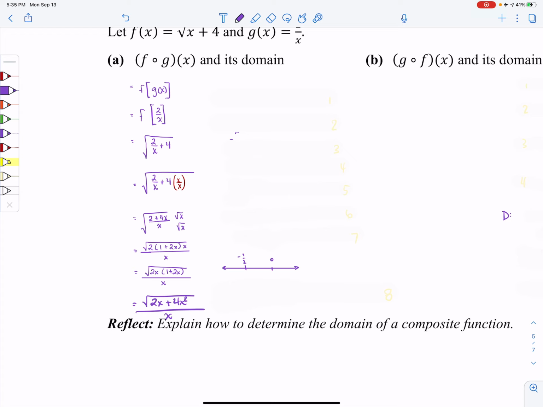Now let's talk about finding the domain. This one, I'm just going to tell you right up front, folks. This one's a little challenging to find domain, so stick with me. Be willing to pause, rewind the video, rewatch this part, because this one's a little bit tricky.